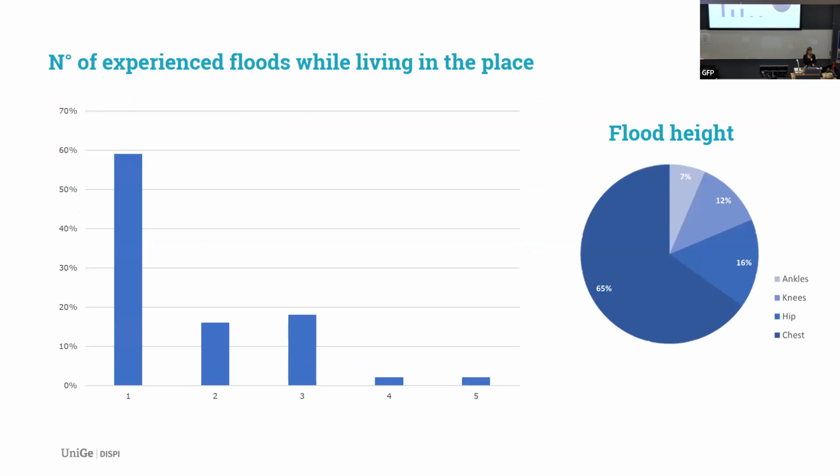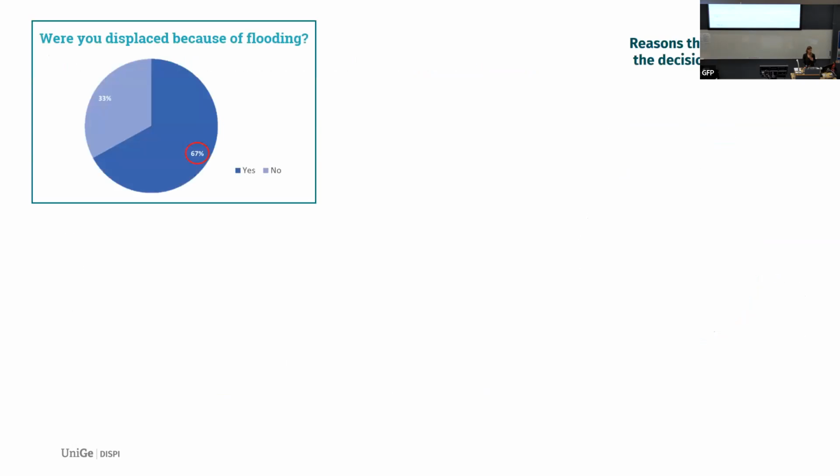Going on to the second section about flood experience and displacement experience, we asked them to report the number of floods they experienced while living in the current house. And most of them reported just one flood, but 65 of them reported the water level in the house to be at chest level, so very, very high. Then we asked them to say if they were displaced due to the flooding or not. 67% were displaced due to these floods.